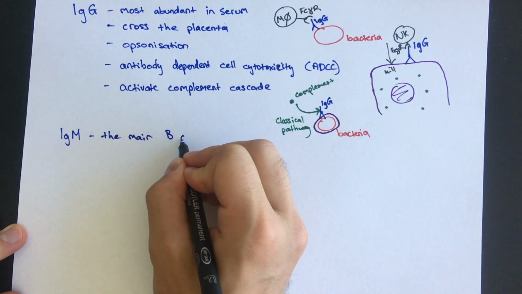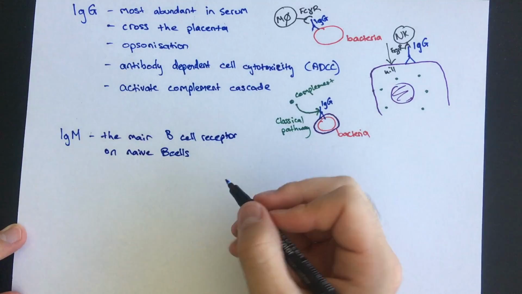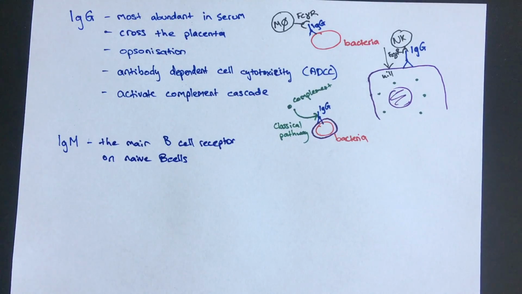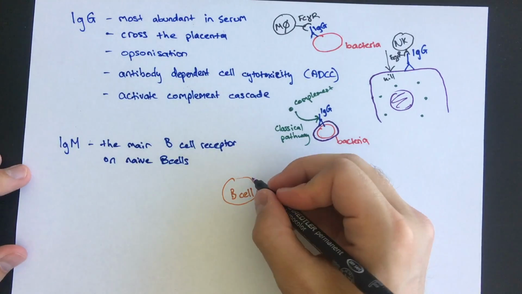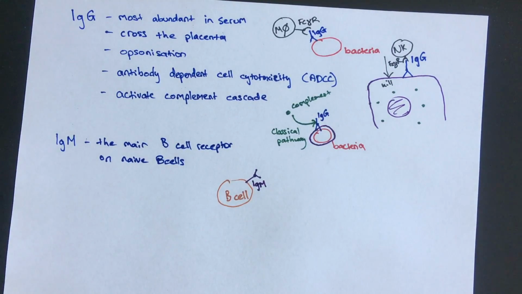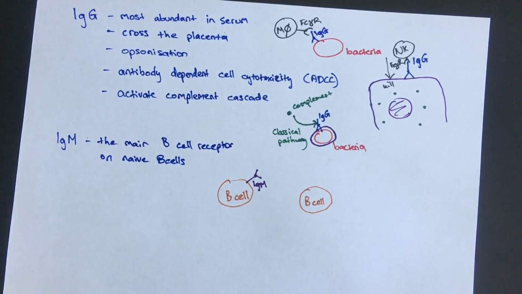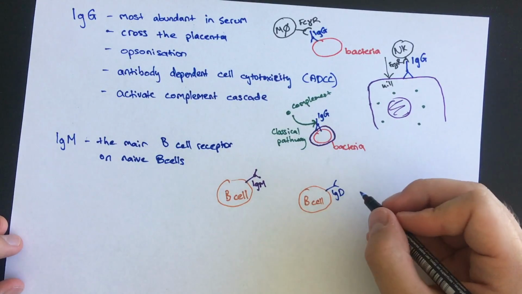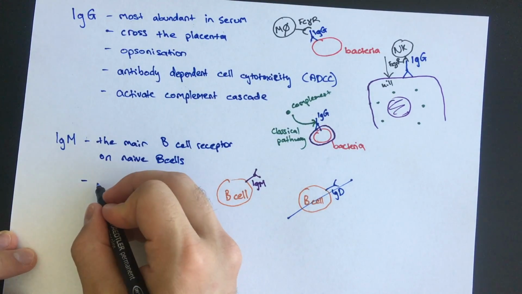Next we will look at IgM. I briefly mentioned that immunoglobulins can be membrane bound and act as B cell receptors. IgM is important because it is the B cell receptor on naive B cells. These are B cells that have not encountered their antigen yet and haven't been activated. So here's the B cell with IgM embedded in the membrane. I should also mention at this point that IgD can also be found in the B cell membrane as a B cell receptor, but there are few of these and are of unclear significance, so I won't be referring to IgD again.